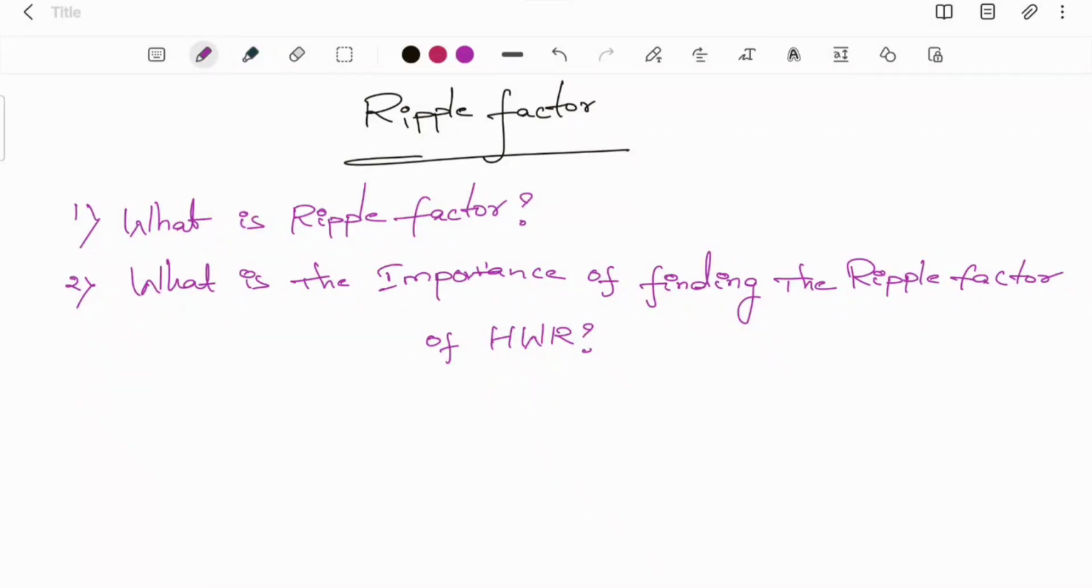So first thing, what is the ripple factor and what is the importance of finding the ripple factor in half wave rectifiers? First main thing, the ripple factor. What is meant by ripple factor? So let me know, do comment in the comment section.